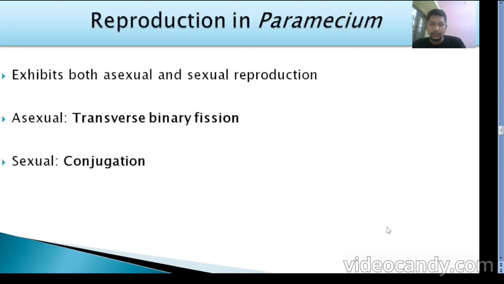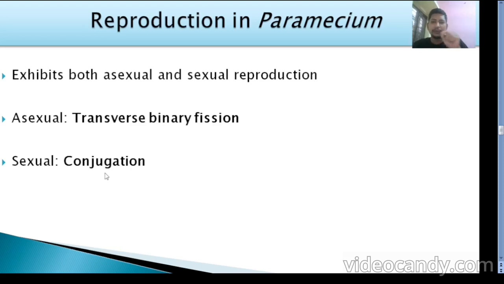Now this is all about the morphology of paramecium. I hope you understood. Now we are going to focus on the next concept, that is reproduction in paramecium. Paramecium exhibits both sexual and asexual modes of reproduction. Asexual reproduction takes place by transverse binary fission, while sexual reproduction takes place by conjugation. We are going to study the asexual as well as sexual reproduction in detail.